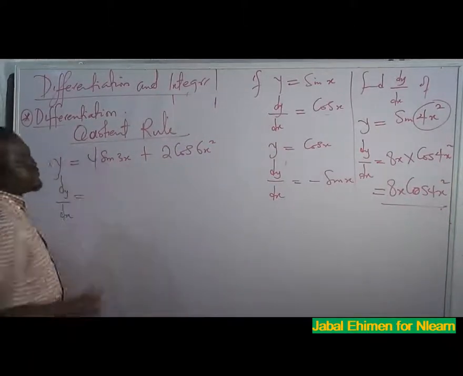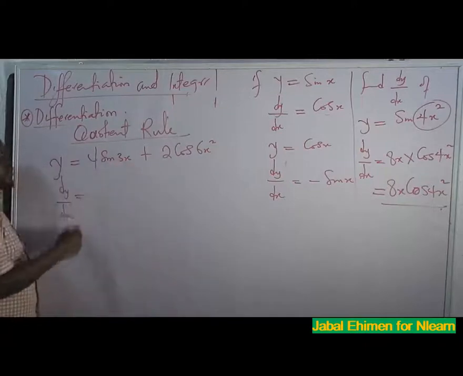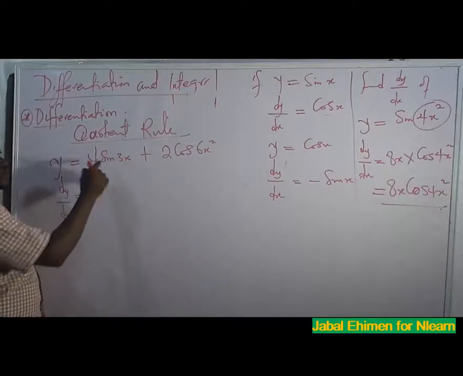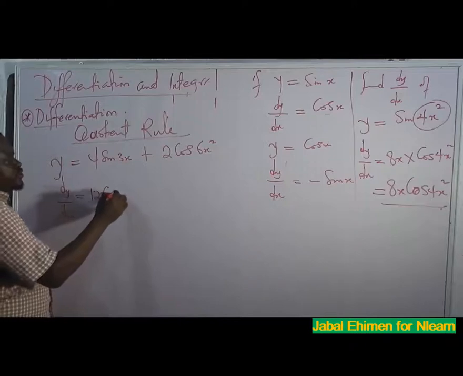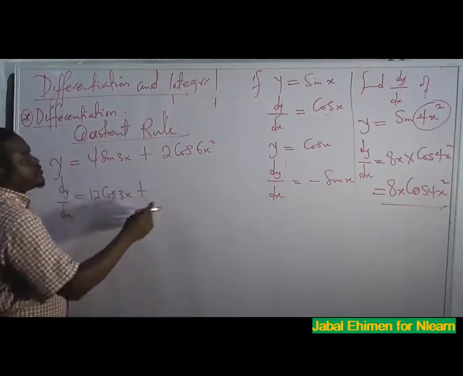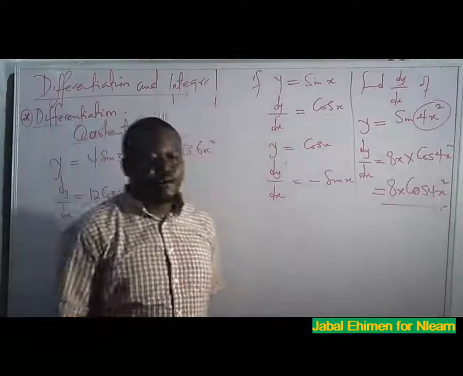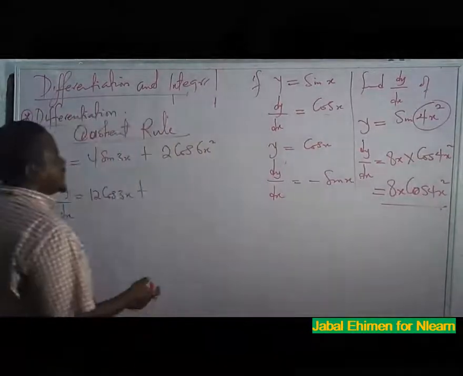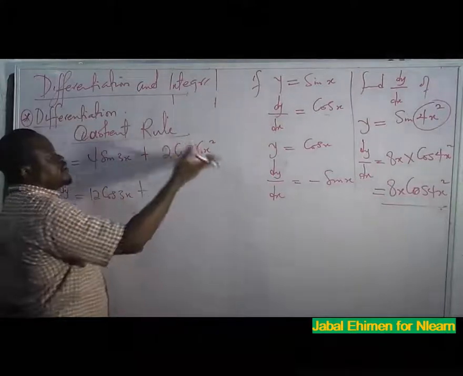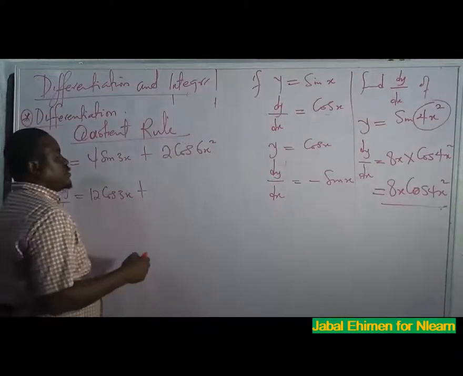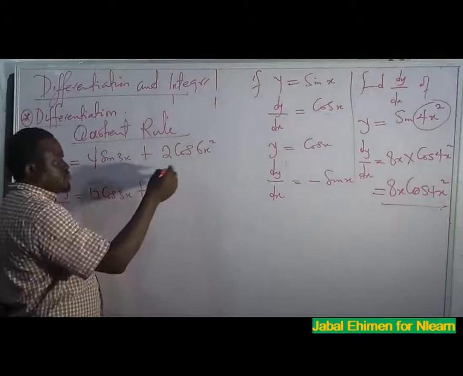Dy dx of 3x is 3. Multiply with the 4 at the back, that will be 12. Dy dx of sine is cos 3x, plus dy dx of 6x squared. Automatically, that will give you another value entirely, which is 12x. The 12x times the 2 at the back, surely that will become 24x.